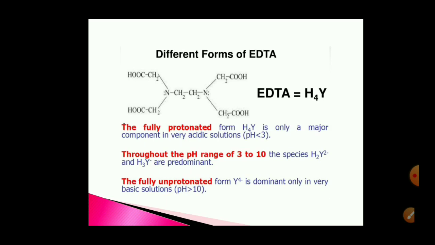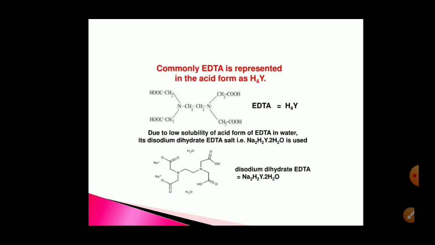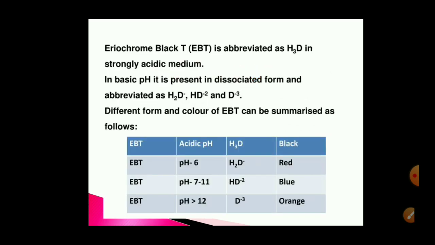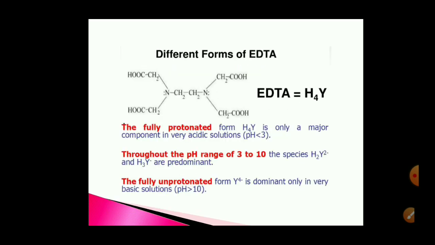At very high pH above 10, the fully unprotonated form Y4 minus is dominant, and we will have either H2Y2 minus or H3Y minus form existing in our solution when the pH is around 10. So the form of EBT which exists in the reaction mixture at pH 10 is HD minus 2, which is blue in color, whereas the form of EDTA which exists in the reaction mixture is either H2Y2 minus or H3Y minus.